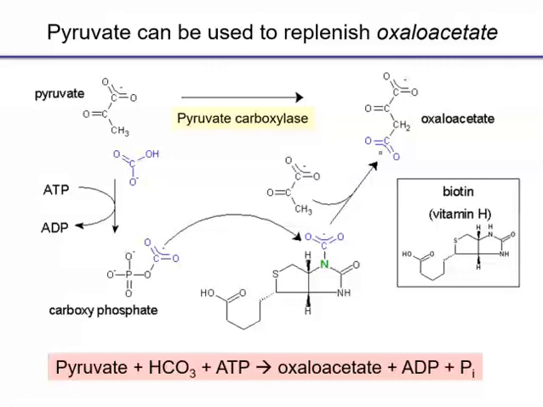Pyruvate can be used to replenish oxaloacetate, and that is done via the pyruvate carboxylase reaction. Pyruvate carboxylase is present inside the mitochondrial matrix. This enzyme we just looked at in gluconeogenesis. We'll get some more particulars of it now. So here is bicarbonate, HCO3 minus. Where does this come from? It's an integral component of the bicarbonate buffer system. So there's no real shortage of bicarbonate within cells.